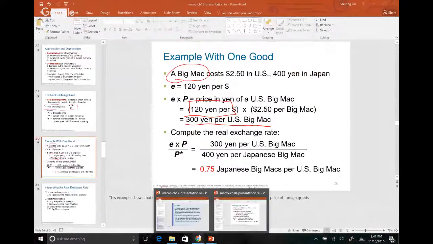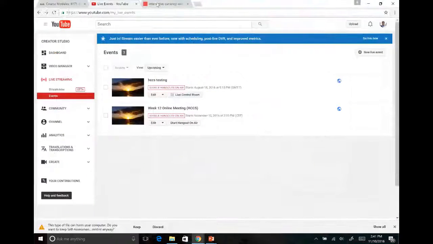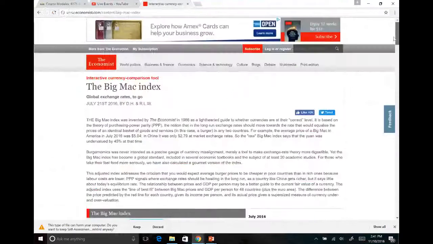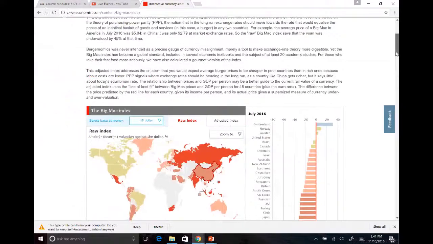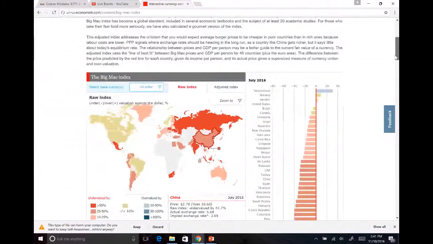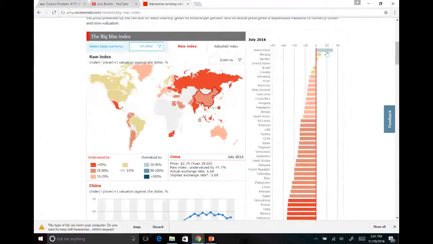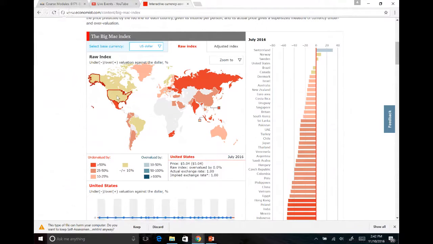So just Google Big Mac index, and they have this interactive tool from the Economist, and you can play with it to see which country has the highest price on Big Mac and which country has the lowest. Right now in 2016, the highest price on Big Mac is in Switzerland. Let me see. Right here. In America, each Big Mac by default is set at $5.04. So for America, each Big Mac costs 504.